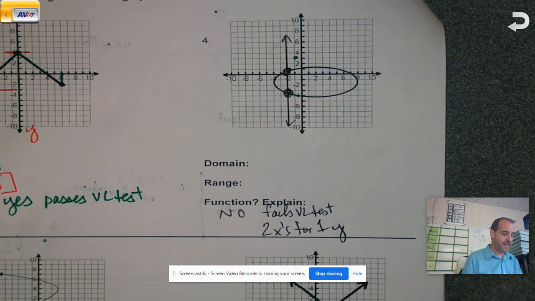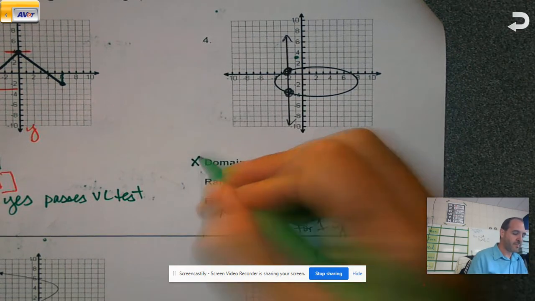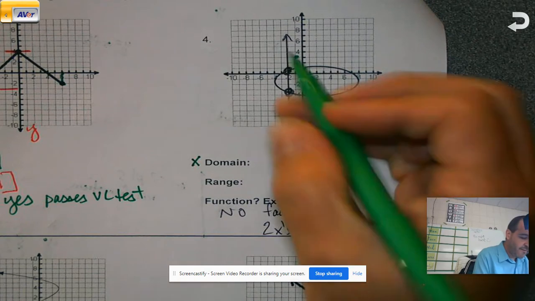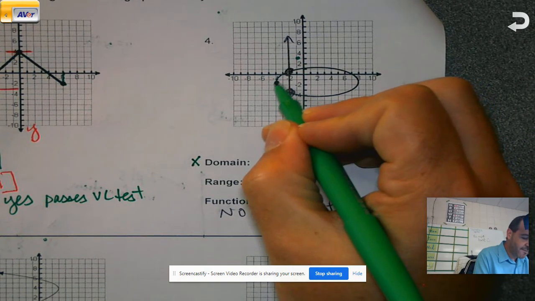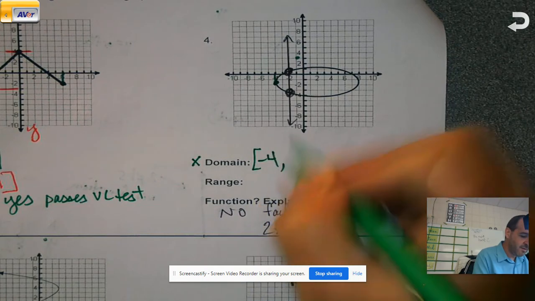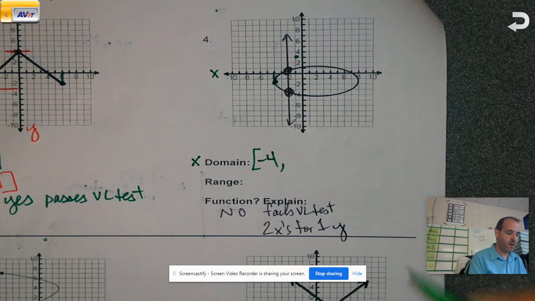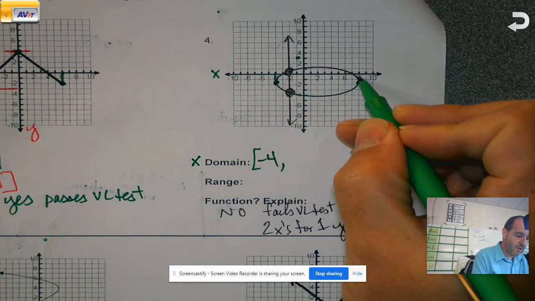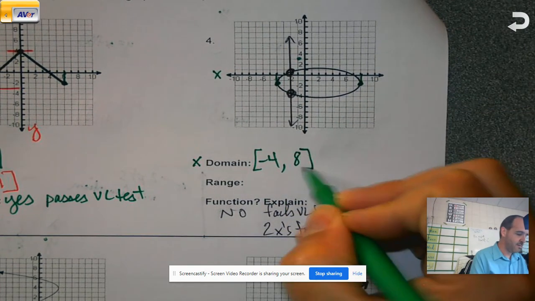And so then the last part, okay, my domain, again, is my x values. Find that furthest spot to the left, follow it back to the x-axis. So we're at -4. Okay. Furthest point right, follow it back to the x-axis. We're at 8.